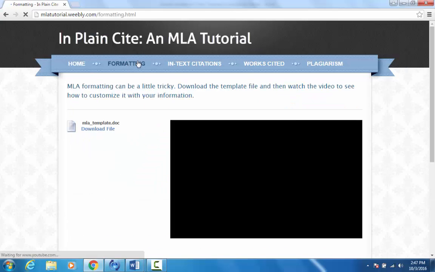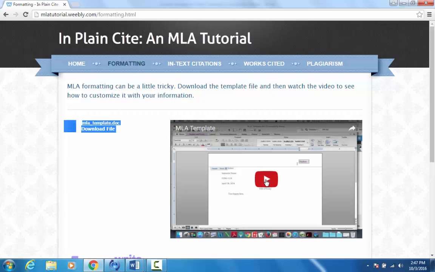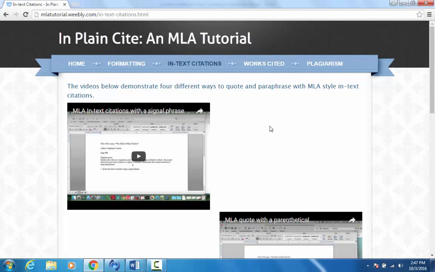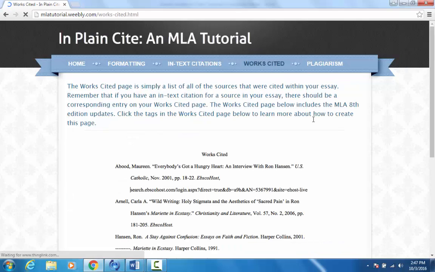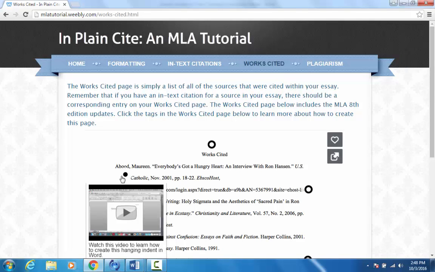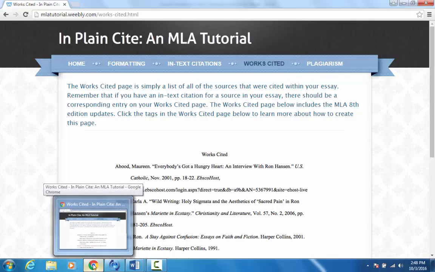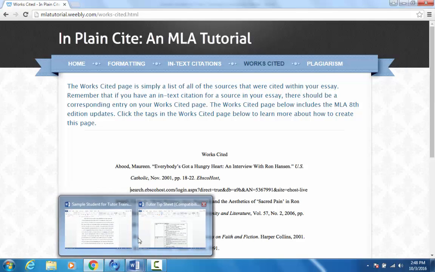Many students struggle with how to format their paper. They can click on this video right here and see how to format it in MLA style. There are 4 different videos on the in-text citation page that illustrate 4 different ways to work in an in-text citation. And then I also have a works cited page that also includes another video that shows how to format that tricky hanging indent. And there's a plagiarism link as well. You don't have to use my website. It's just one suggested resource for you all for helping the students out.